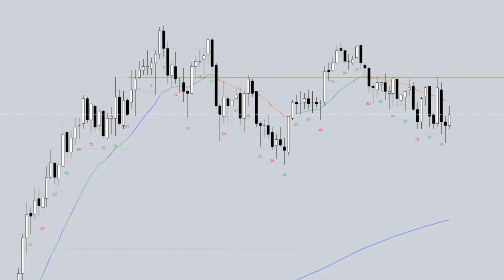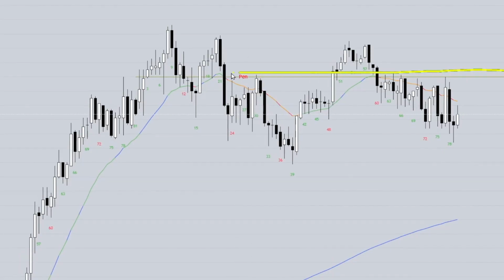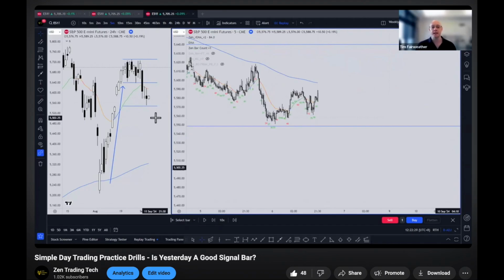So drill number 1, yesterday was a strong bull bar, and that is the high of yesterday. The open of the day is here. Because we have gone above a bull bar on the daily chart, and yesterday was a buy signal, that was a reasonable place to buy. So the first drill I would practice is: was yesterday a good signal bar? I have a video of that on my channel.